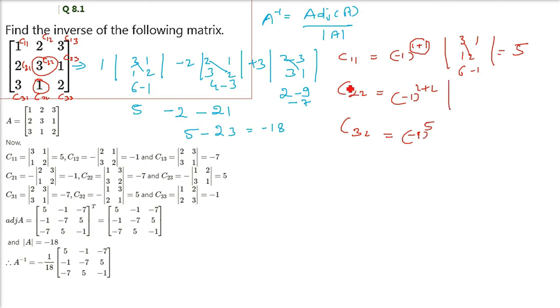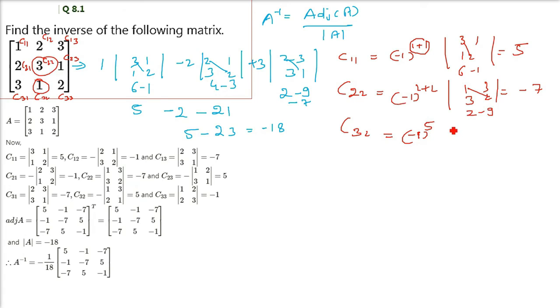Now what will be inside? Just leave the row and column with 2, and 1, 3, 3, 2 will come. So 2 minus 9 is going to be negative 7. Minus 7 here. And minus 1 to the power 5 is going to be negative. And C32: third row and second column, just leave this, and the other values just write here.